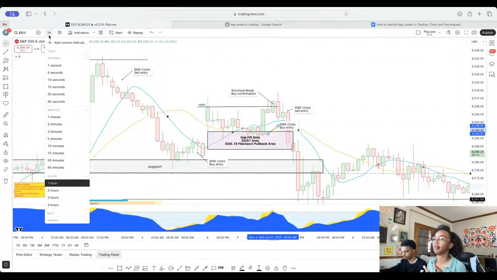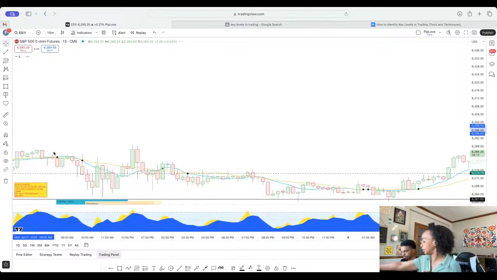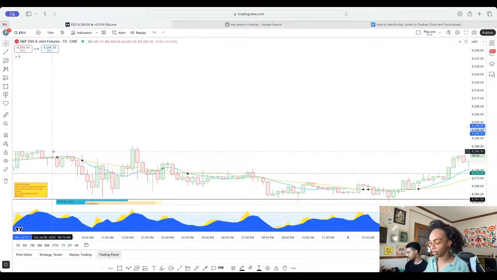Okay, let's go on the 15-minute because I did this analysis on the 15-minute time frame. Put my stuff together, then we'll go into how to identify key levels in the market.